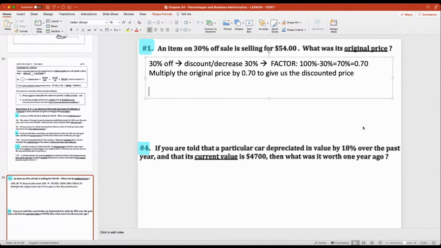Let's say that in an algebraic way. Let x be the original price. You don't need to write the letter x; you could put a question mark. So you could be like this.